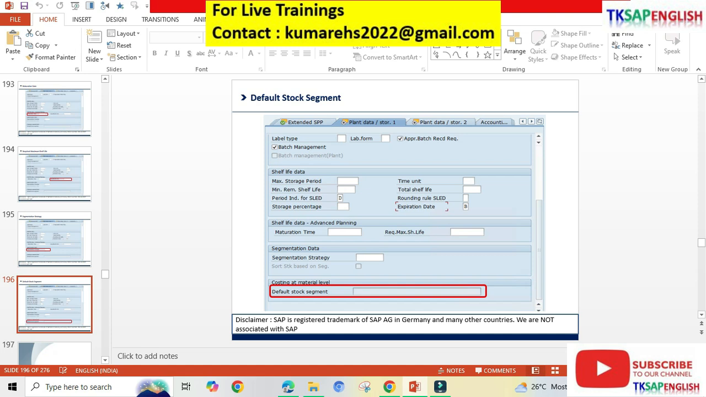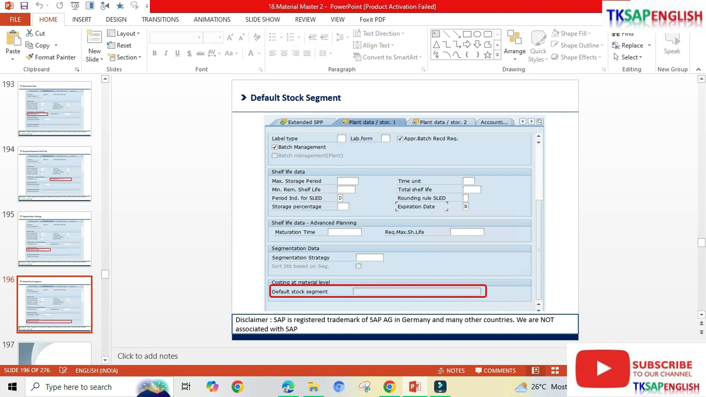Please note that the system creates costings at material level also for valuated materials. Therefore, each material should have default values for valuation, for example, finished goods and raw materials.